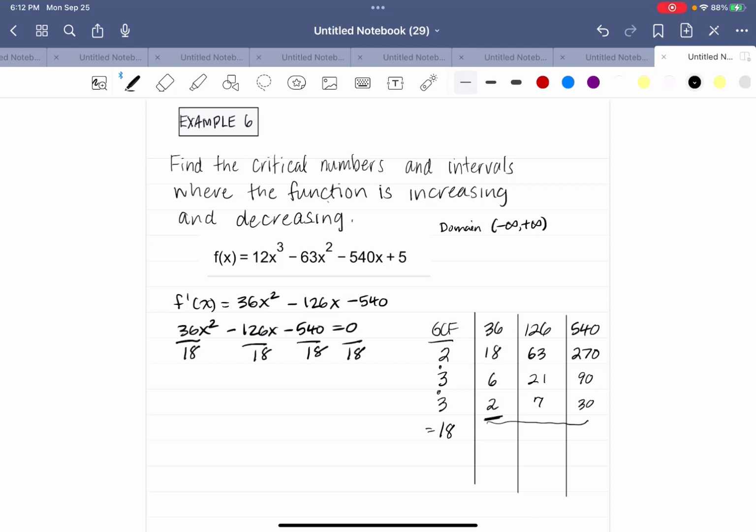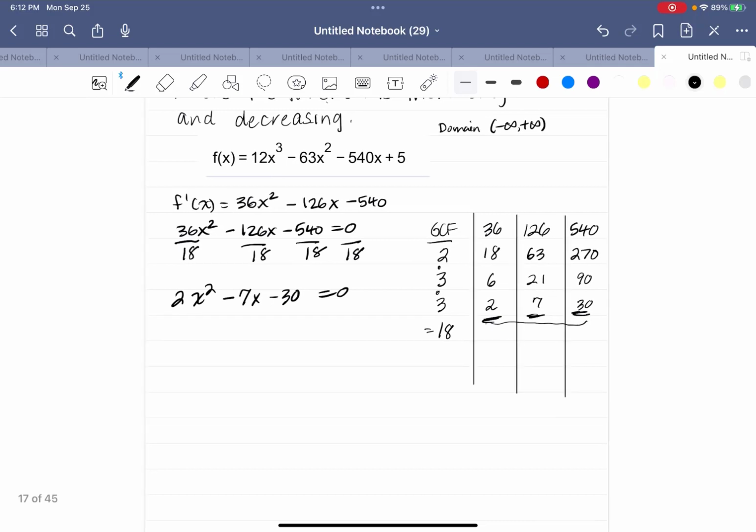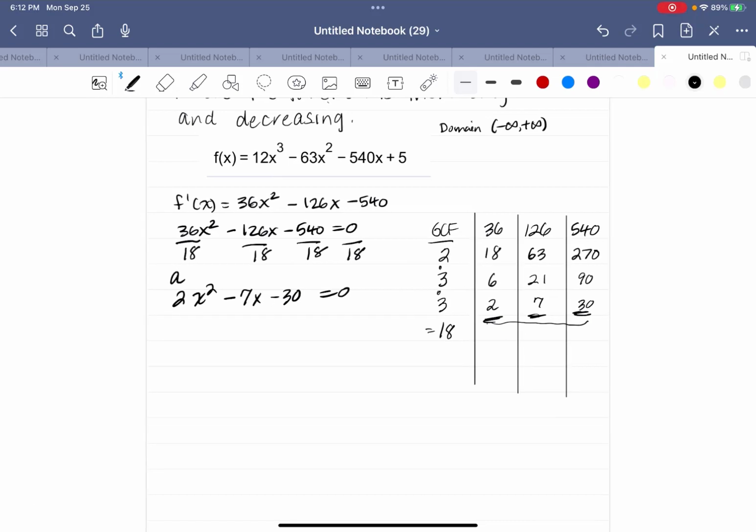And the good news is these numbers in here tell you how many times they'll go. So this is going to be 2x squared minus 7x minus 30 equal to 0. Now at this point, I could identify my A, B, and C, and I could use the quadratic formula. If you want to YouTube that to see how you would do it, that's fine. Or I would factor, and that's the method that I'm going to use. This is called the AC method.